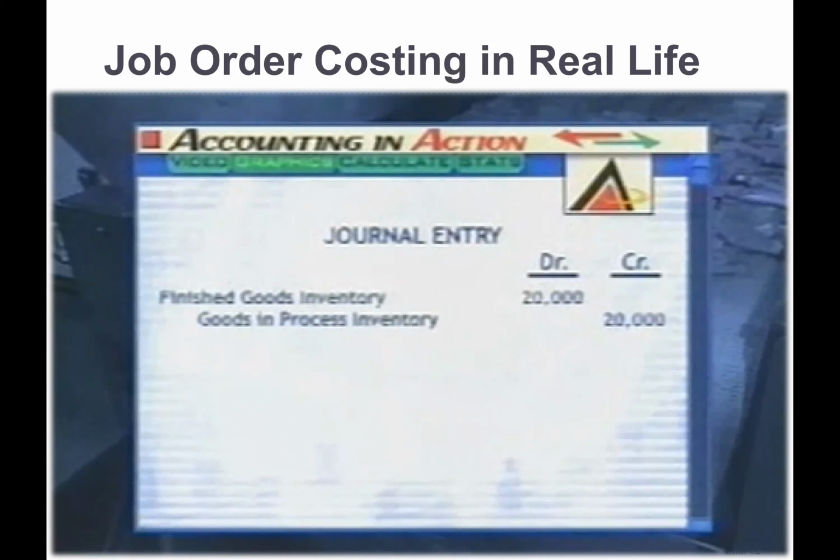As jobs are completed, their costs are transferred by increasing finished goods inventory and decreasing goods in process inventory. Finished products sold to customers increases cost of goods sold and decreases finished goods inventory. The sale to the customer at retail would also be recorded.